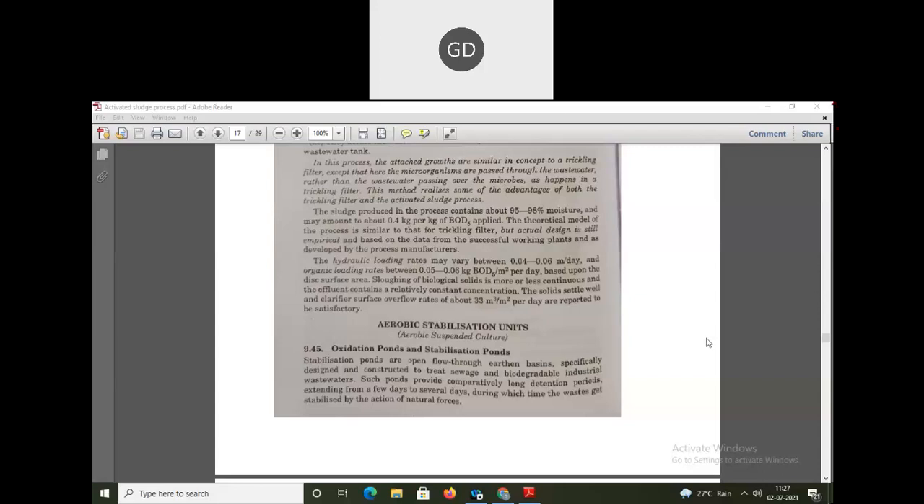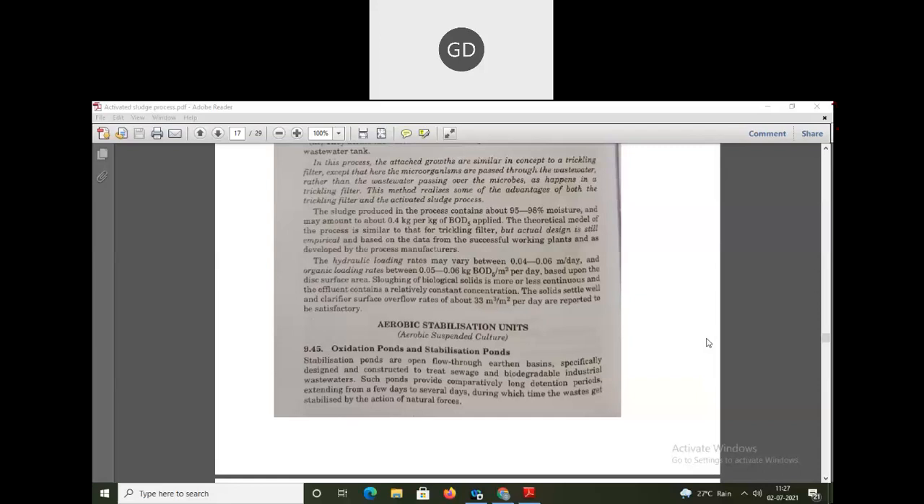These oxidation ponds and stabilization ponds are basically a kind of earthen basin. They are an open channel type, with an open flow through. These are earthen basins, specially constructed to treat sewage and industrial wastewater.